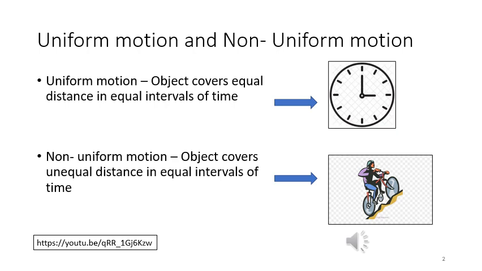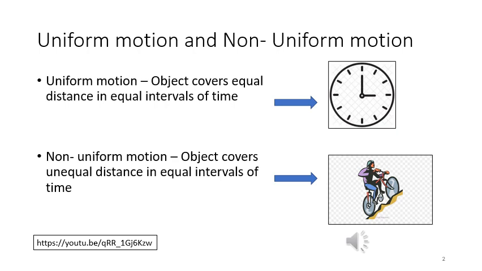The magnitude of the time interval does not matter. It could be milliseconds, seconds, an hour, hours together, days, but it has to be equal for every section of that motion. Now let us see what happens when an object covers unequal distance in unequal intervals of time.